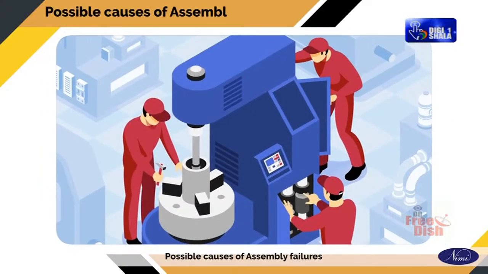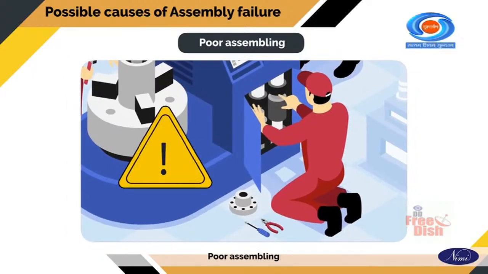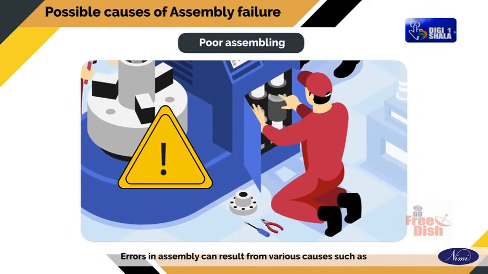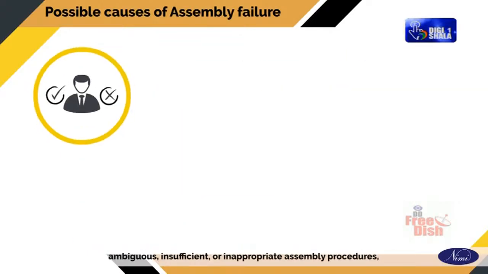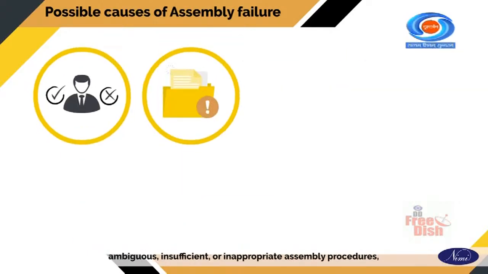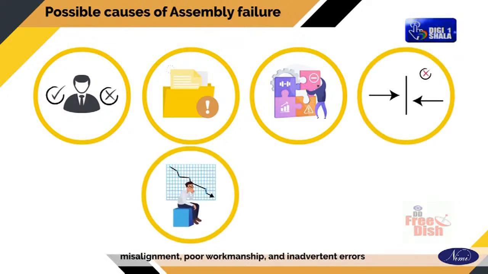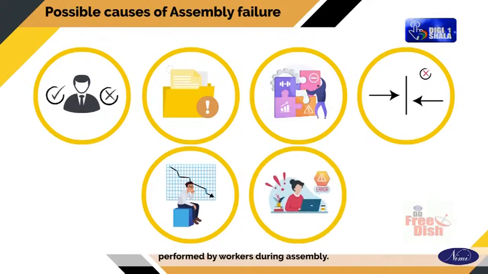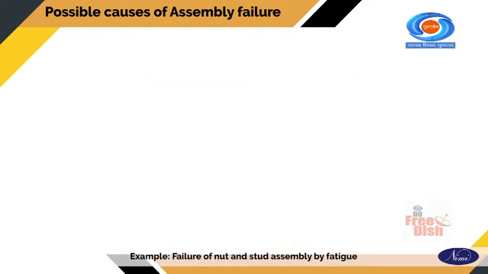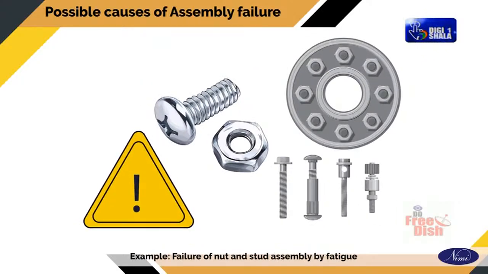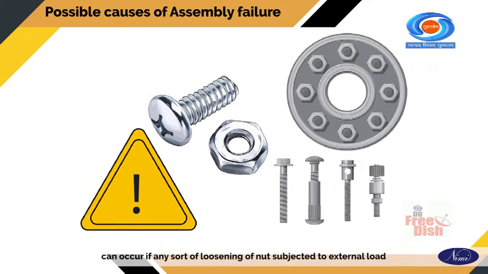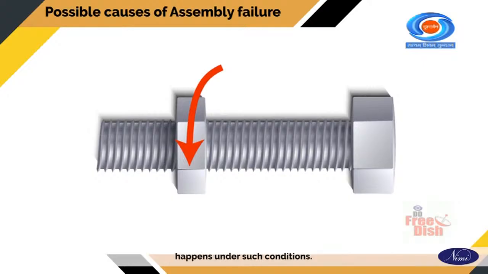Possible causes of assembly failures. Poor assembling. Errors in assembly can result from various causes such as ambiguous, insufficient or inappropriate assembly procedures, misalignment, poor workmanship and inadvertent errors performed by workers during assembly. Example: Failure of nut and stud assembly by fatigue can occur if any sort of loosening of nut subjected to external load happens under such conditions.